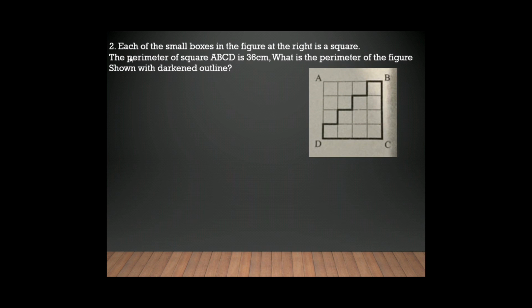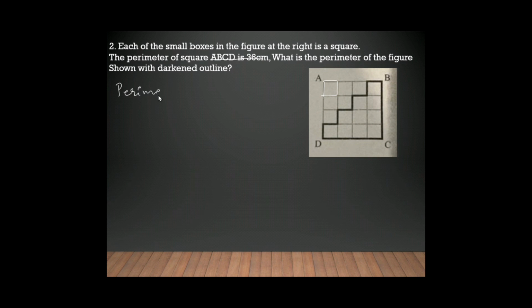So this is the second question. Each of the small boxes in the figure at the right is a square. The perimeter of the square ABCD is 36 cm. What is the perimeter of the figure shown with darkened outline? Now here it is given that these small boxes are also squares, and the complete square's perimeter is given to us.